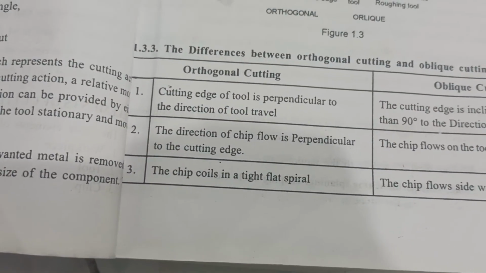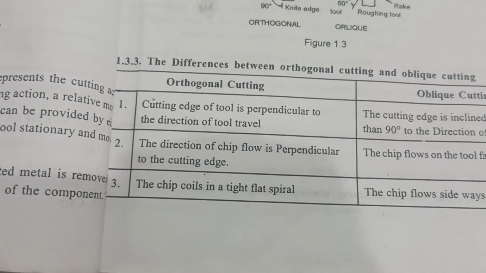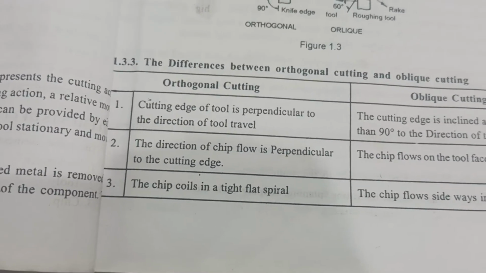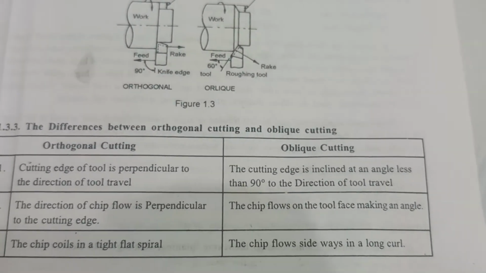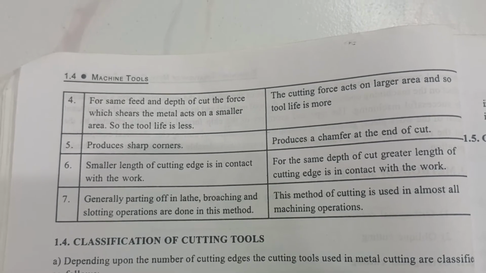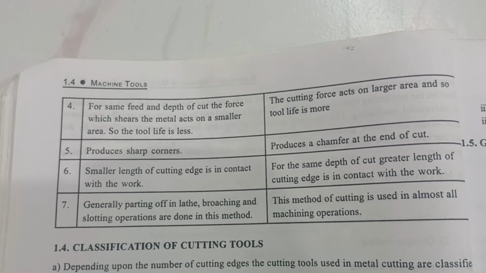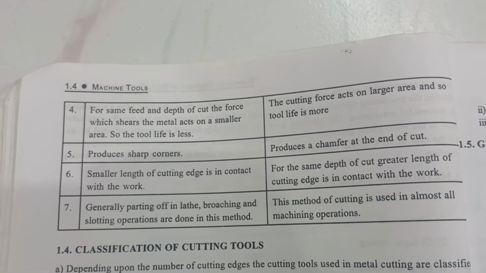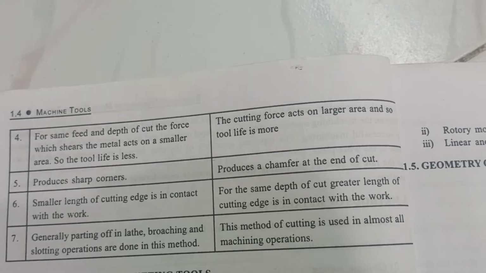In orthogonal cutting, the chip coils in a tight flat spiral. Here, in oblique cutting, the chip flows sideways in a long curve. Another difference: for the same feed and depth of cut, the force which shears the metal acts on a smaller area, so the tool life is less. Here, tool life is more.